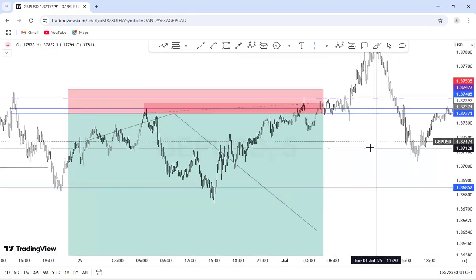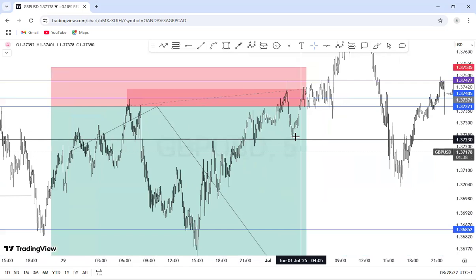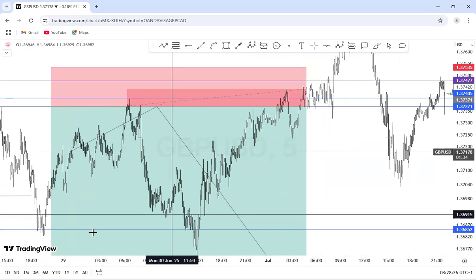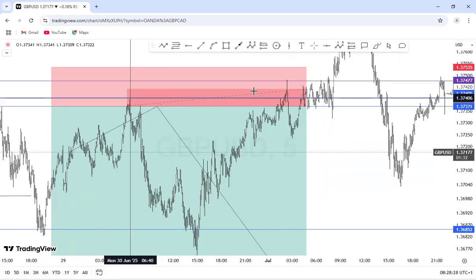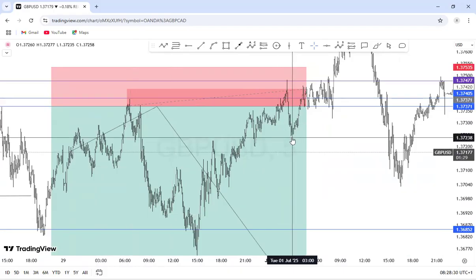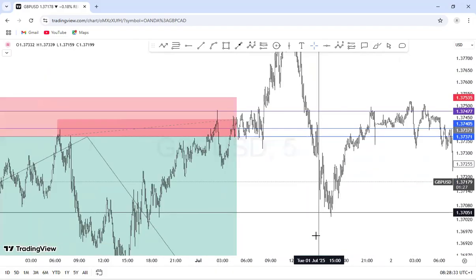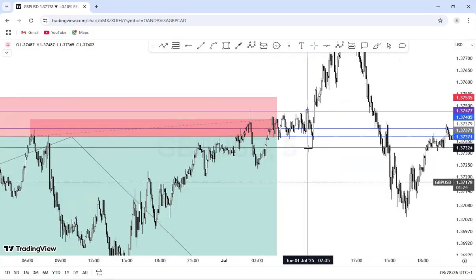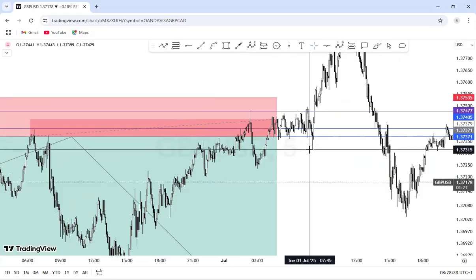You understand? So I now see a protected low to add up to my confidence. I would say this is a change of character. So I see another protected low, which adds up to my confidence. Then the market came back towards this other block right here. So I took my trade from this other block right there.